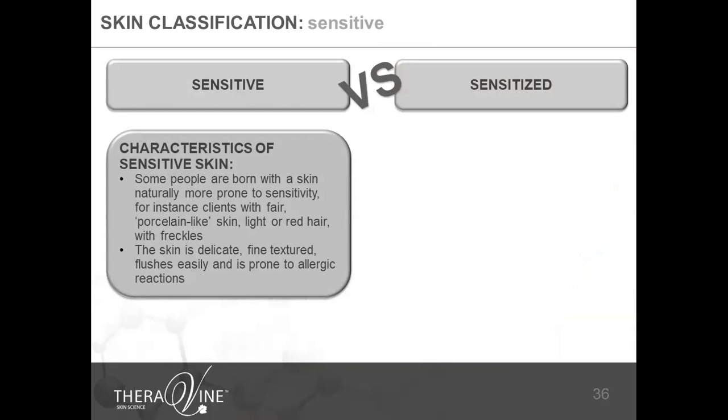So sensitive skin, like we said earlier, it's mainly people who are born with a sensitive skin. The skin is fair, porcelain-like. It can be your light-haired, light skin, like your blonde hair, red hair, very light, very fair skins. The skin is delicate, fine textured, flushes easily, and is prone to allergic reactions. Also, like we said, your clients are usually born with it and it's genetic.